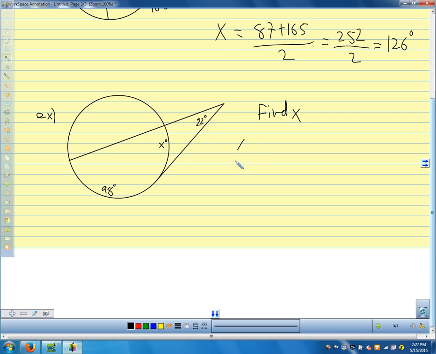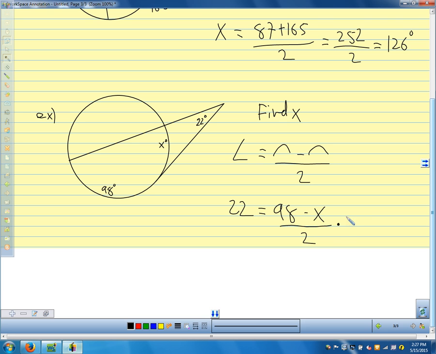So our setup here, angle equals the arc minus the arc divided by 2. Now we have to be careful here. What's our angle? 22. So 22 equals the big arc, 98, minus the small arc, x divided by 2. So I'm just plugging everything into the formula. This one we're solving for an arc instead of an angle, so we just have to do a little more work. So now how do we get x by itself?